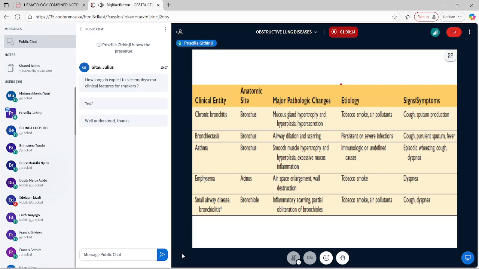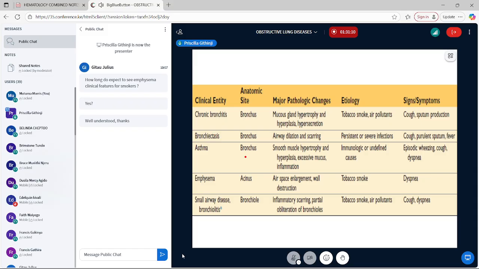So this is just a summary of the 4 types of obstructive lung diseases. For your chronic bronchitis, the main site is your bronchus. And of course, we talked about mucus gland hypertrophy and hyperplasia with hypersecretion of mucus. Smoking and air pollutants are the main triggers, and patients present with cough and sputum production, so they have a productive cough. For bronchiectasis, also the bronchus, you have airway dilatation, permanent dilatation, and scarring. You have cause where you have obstruction and persistent infections, and of course they'll have cough with a purulent sputum. When they have an infection, of course they're going to have fever.